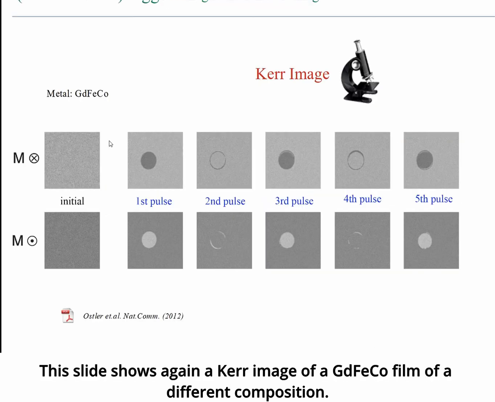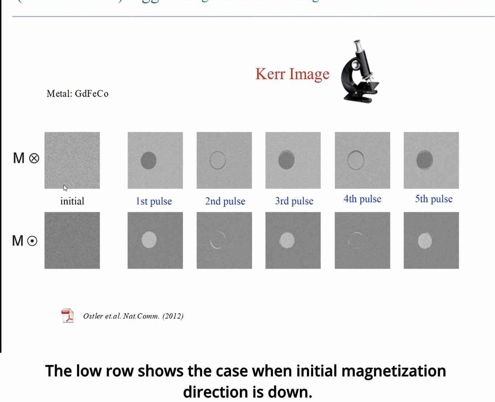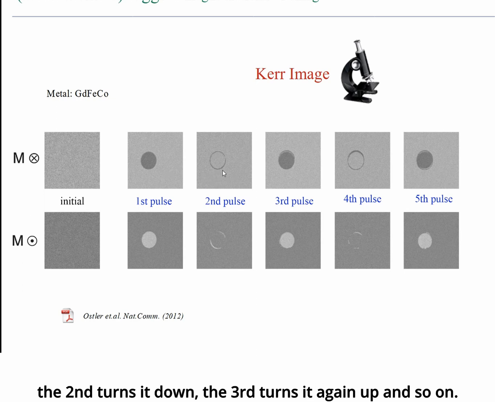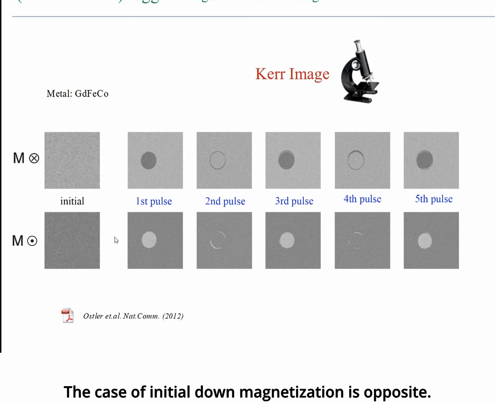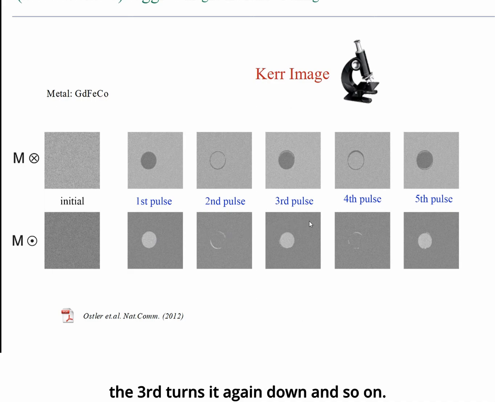This slide shows again a Kerr image of a gadolinium iron cobalt film of different composition. The upper row shows the case when initially the film is magnetized in up direction. The lower row shows the case when initial magnetization direction is down. Here, the first pulse turns the magnetization up, the second pulse turns it down, the third turns it again up, and so on. The case of initial down magnetization is opposite. The first pulse turns the magnetization down, the second turns it up, the third turns it again down, and so on.